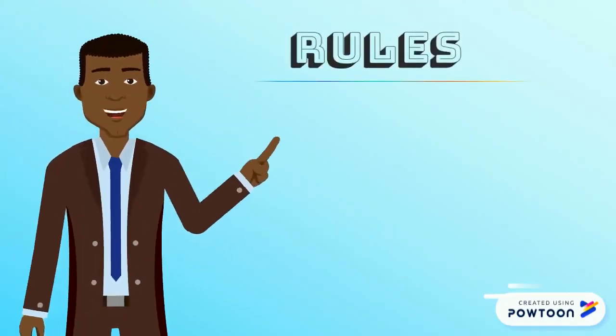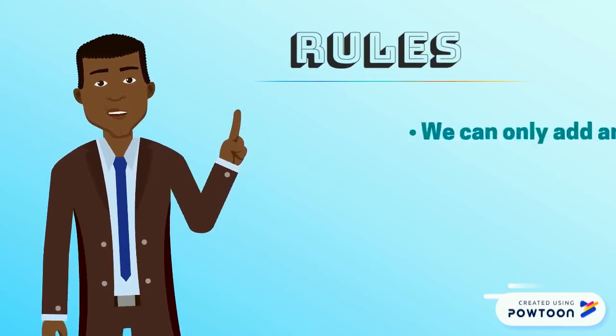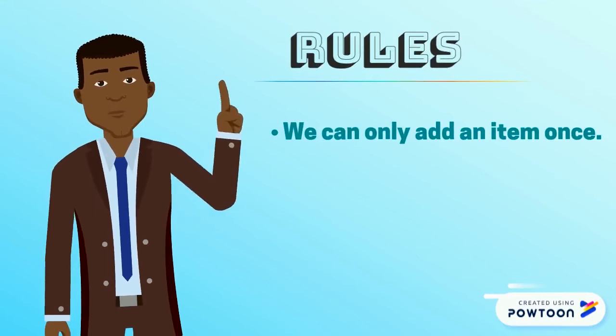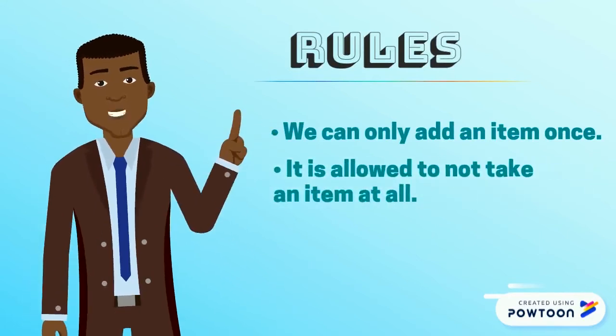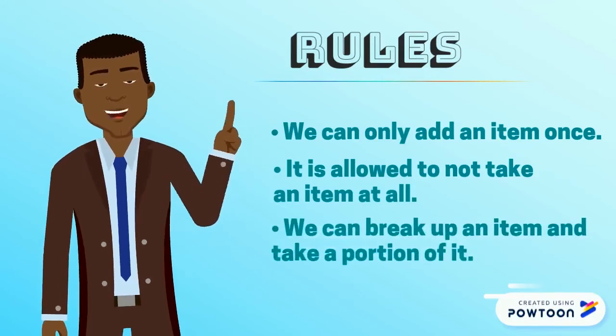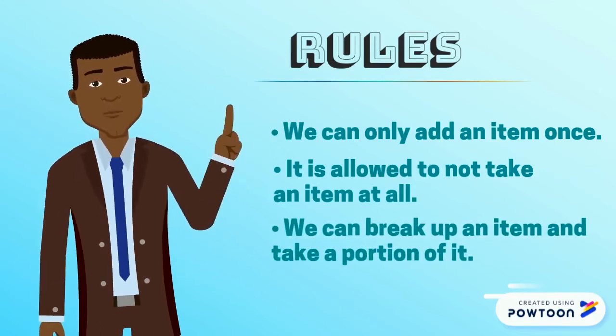So we have to follow some rules to solve this problem. The first rule is that we can only add an item once, we cannot repeat items. The second rule is we are allowed to not use an item at all. And the third rule is we can break up an item and use a part or a fraction of it. This is where it gets its name, the fractional knapsack.